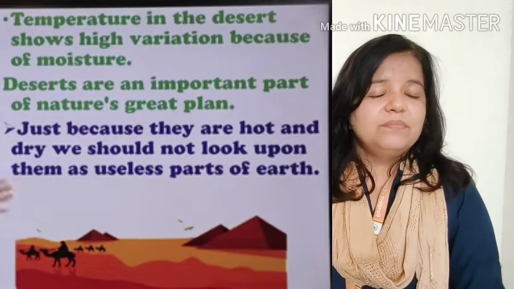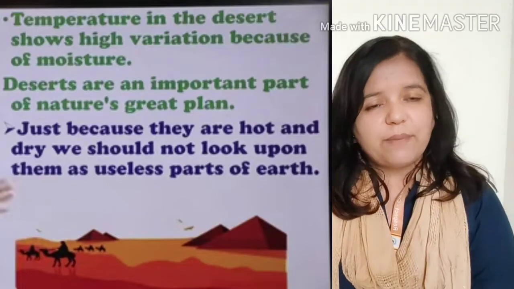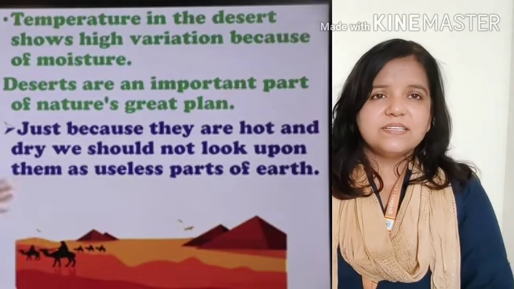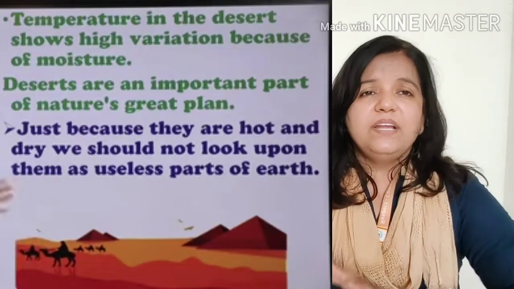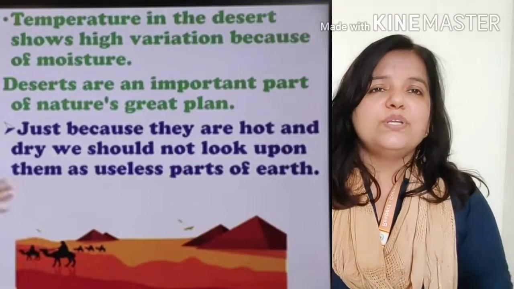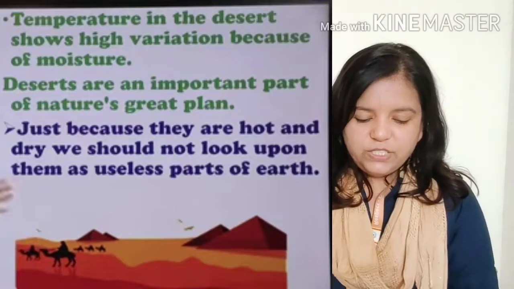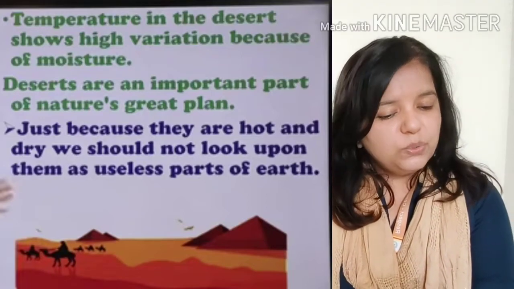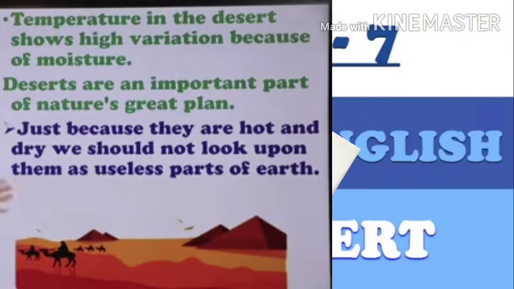Now here the writer who has written this poem chapter is trying to say that we can see the desert as a hot and dry place, but it doesn't mean that it is an ignorable place. We cannot avoid it. It has its own beauty and it is not useless. No space of our earth is useless. Just because they are hot and dry, we should not look upon them as a useless part of the earth.